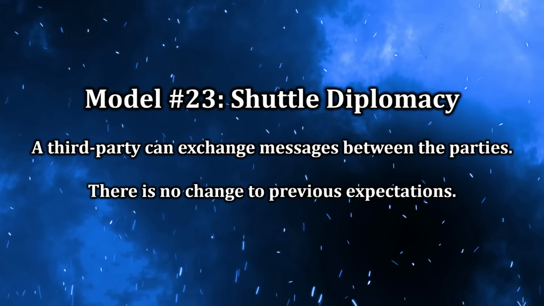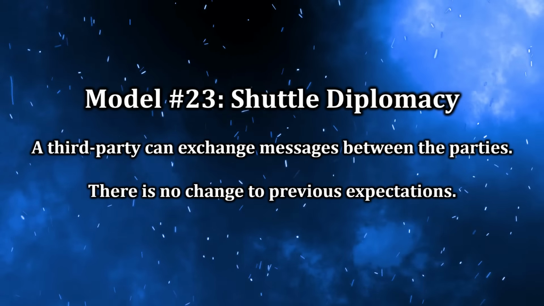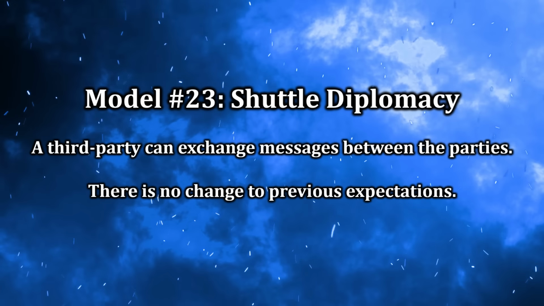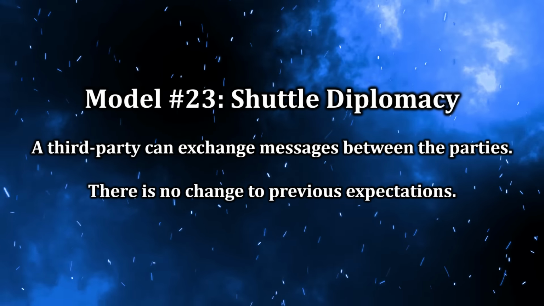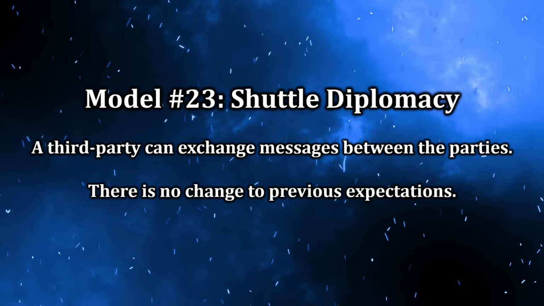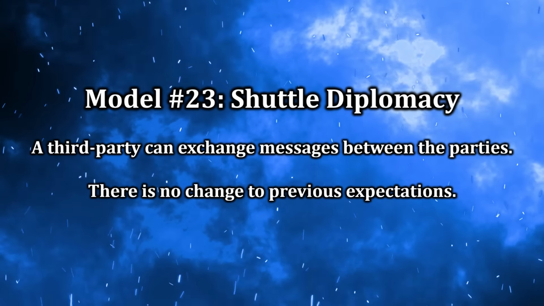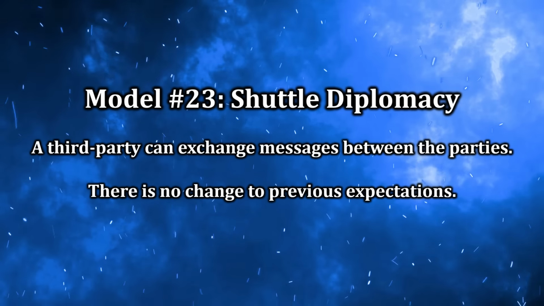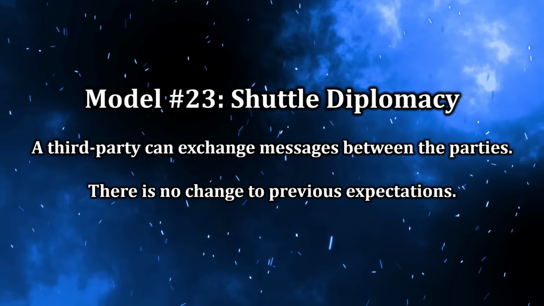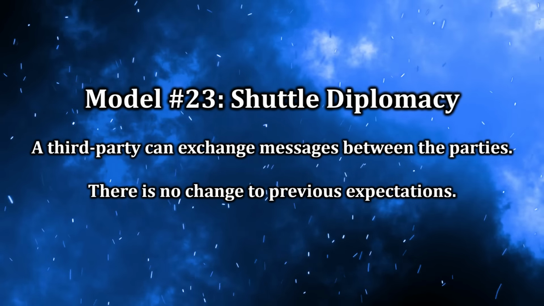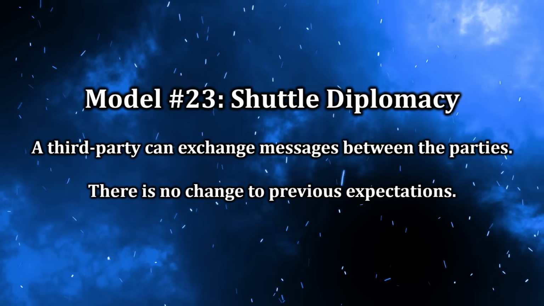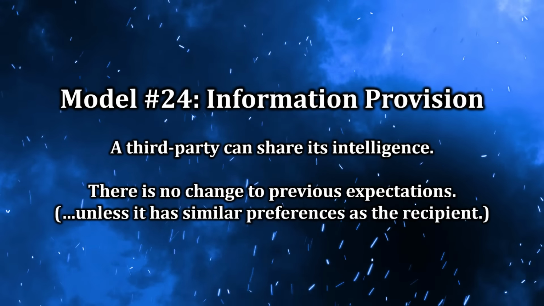Model number 23. Shuttle Diplomacy. What if a diplomat could act as a go-between for the two parties engaged in crisis bargaining, purely relaying cheap talk messages and perhaps manipulating them in some fashion? Unfortunately, such shuttle diplomats cannot help resolve information problems. Whatever incentive to misrepresent that exists in bilateral bargaining carries over to the setting, no matter the preferences of the shuttle diplomat.